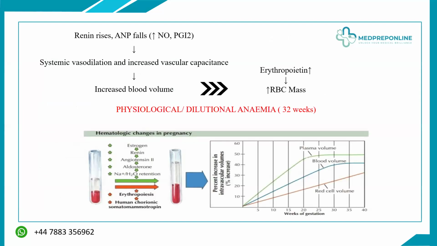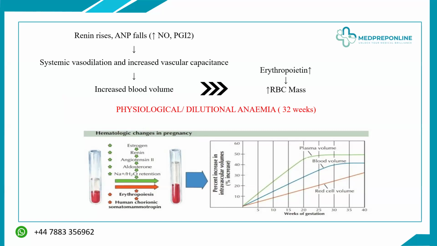So in pregnancy, the renin level rises and the atrial natriuretic peptide level falls. There is also an increase in nitric oxide as well as prostaglandin I2. All of these have a relaxant effect on the vascular system. So there is systemic vasodilatation and the vascular capacitance increases. But if the blood volume doesn't increase significantly to match the capacitance, there'll be an underfilling of the entire arteriovenous system, right? So along with that, there is an increase in blood volume.